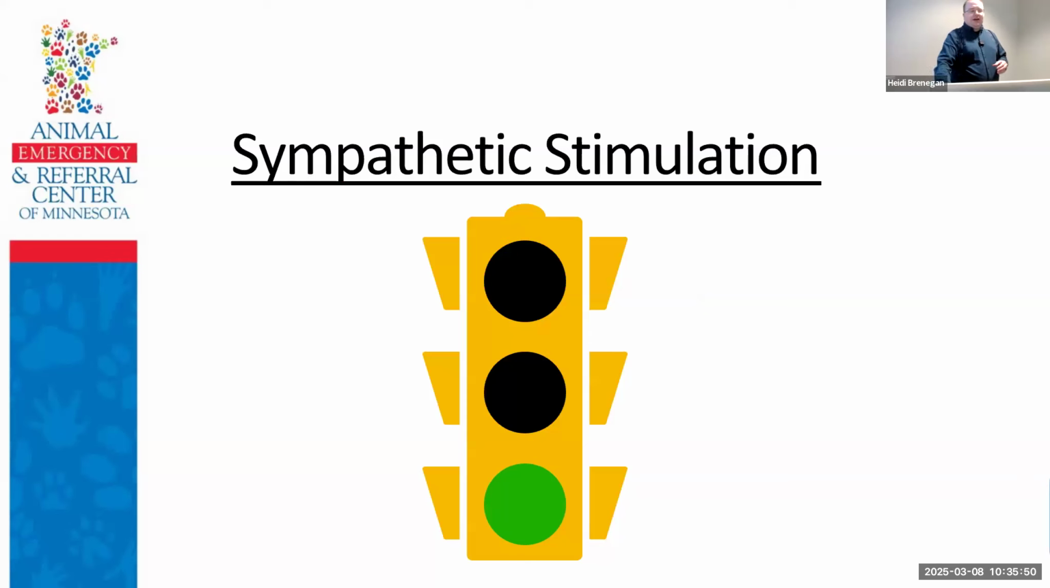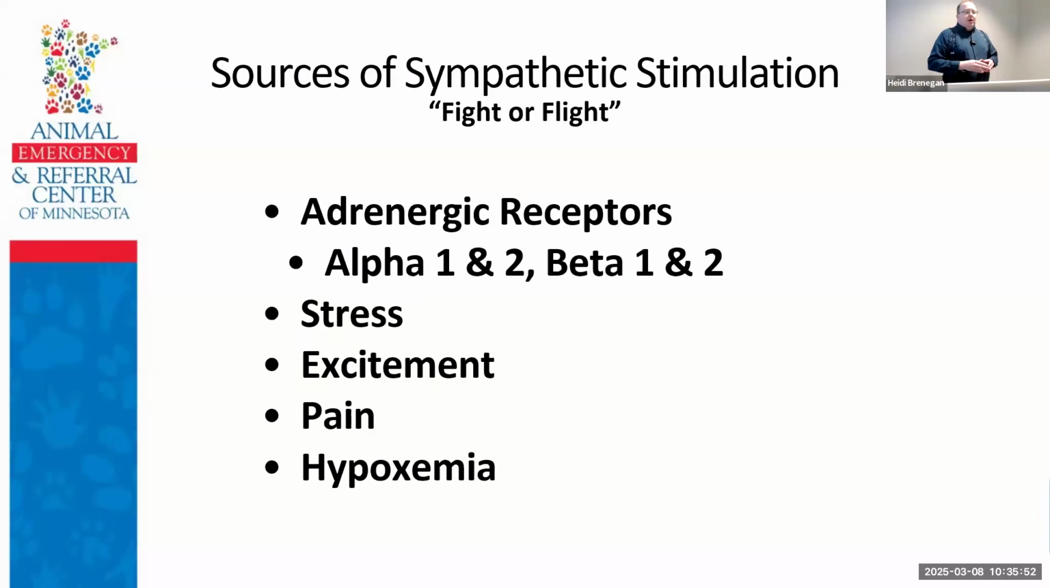So let's talk about sympathetic stimulation first. Sympathetic stimulation is a result of your adrenergic receptors being stimulated. Things like stress, fear, excitement, pain. If you become hypoxemic, it will also trigger the sympathetic stimulation. So basically, if something's chasing something or being chased, their sympathetic stimulation is going to be really high. And no matter what their parasympathetic tone is at the time, the sympathetic stimulation is going to take over and their heart rate's going to go up. So that's an easy one to understand.